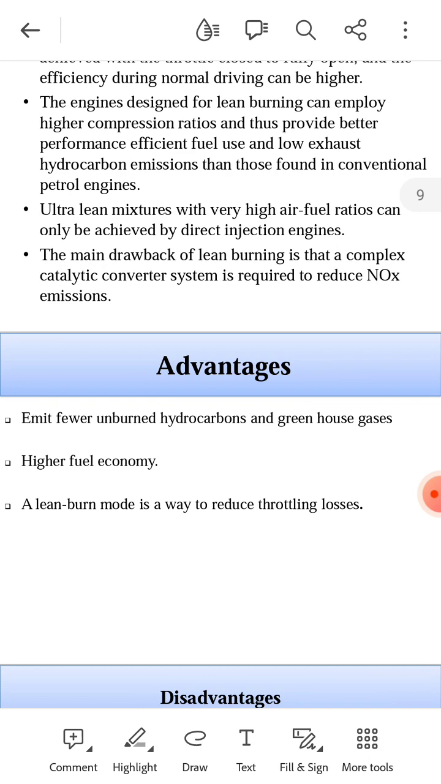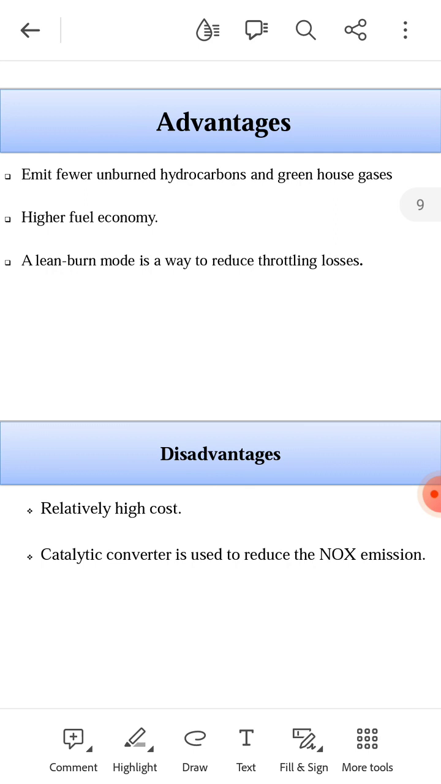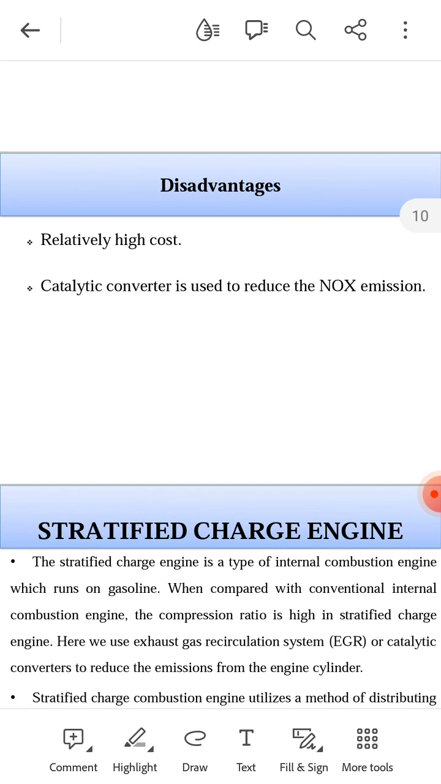Advantages: emit fewer unburned hydrocarbons and greenhouse gases, higher fuel economy. A lean burn mode is a way to reduce the throttling losses. Disadvantage: relatively high cost. The catalytic converter is used to reduce the NOx emissions.